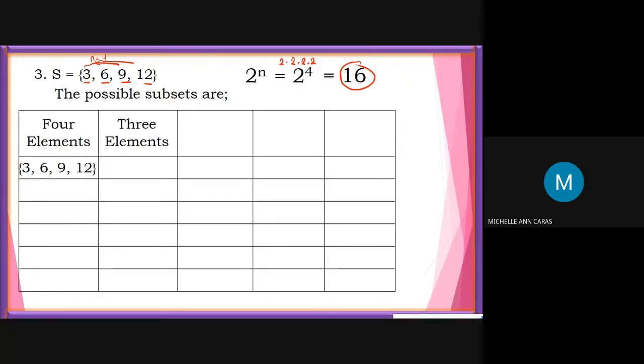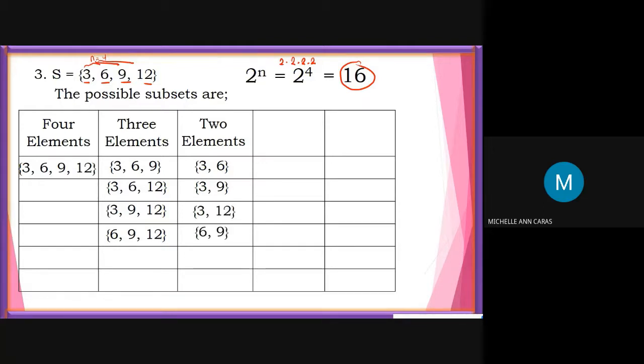Okay, next we have 3 elements. Ano tong under sa 3 elements? So we have 3, 6, 9. What else? Or pwede man siya baliktado, 9, 6, 3, or 6, 3, 9. Okay, what else? 3, 6, 12. What else? 3, 9, 12. Okay, ano pa kaya? 6, 9, 12. Okay. So after that, we have 2 elements. Ano tong numbering under there sa 2 elements? So we have 3, 6. What else? We have 3, 9, 3, 12, 6, 9. Okay. Kag 6, 12. And last, 9, 12.